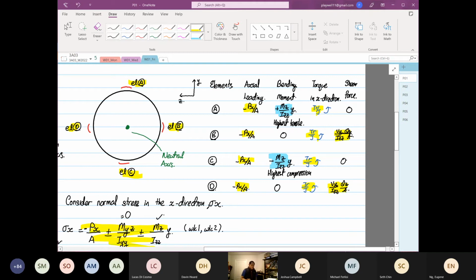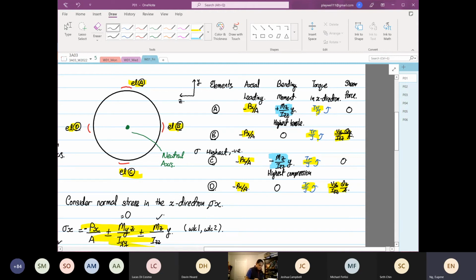Now we have to pick, I repeat again, which element will see the highest stress. If we were to pick based on normal stress, then point C will be the highest normal stress.